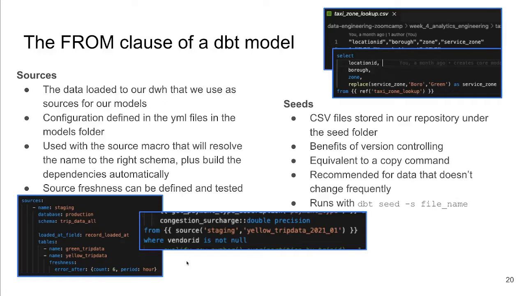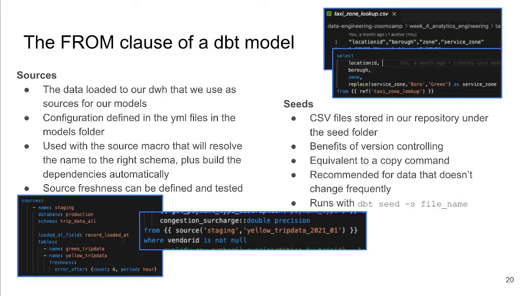Another thing that we could use as well to load data to our data warehouse is CSV files. So this in DBT is called seeds. It's nothing more than a copy command. So anything that you could do in a database, you could just upload a CSV. The benefit here is that we're going to have those CSV files in our repository. So we have the benefit of the version control.